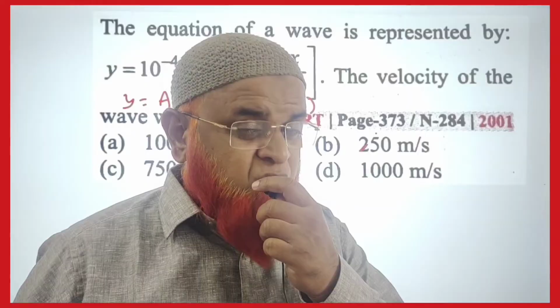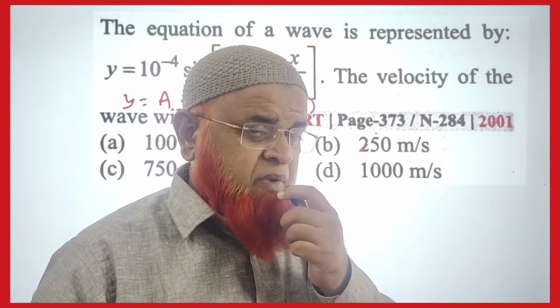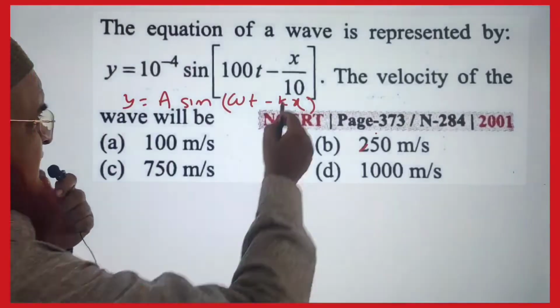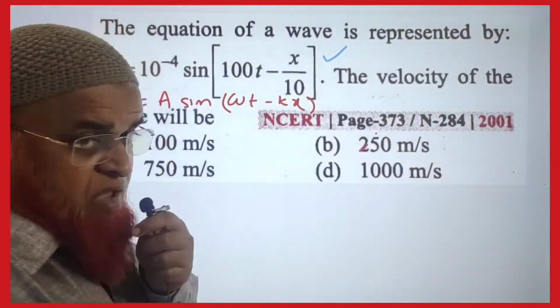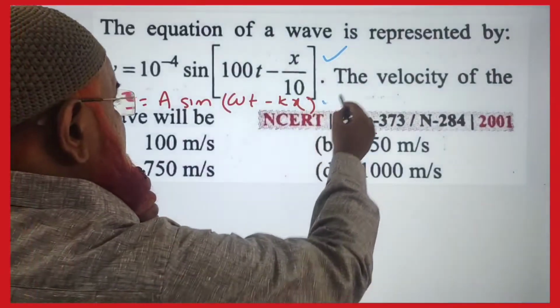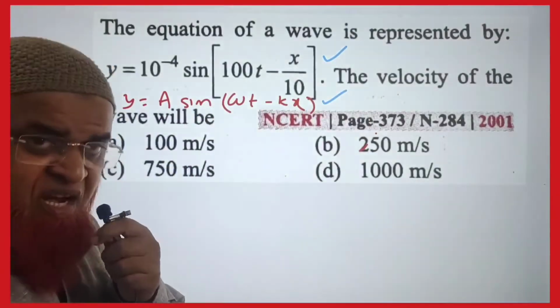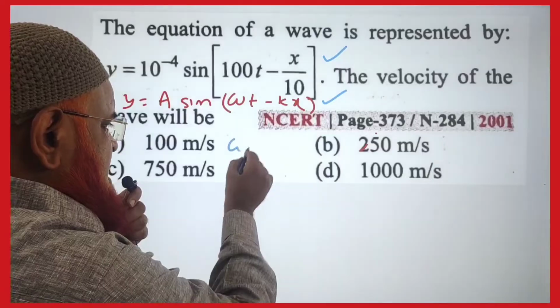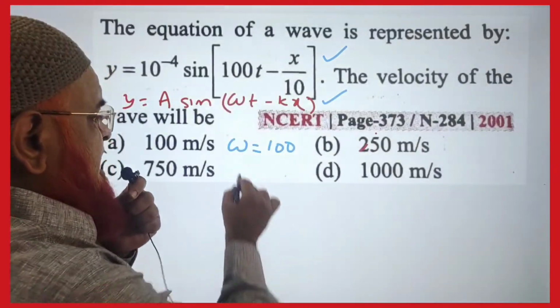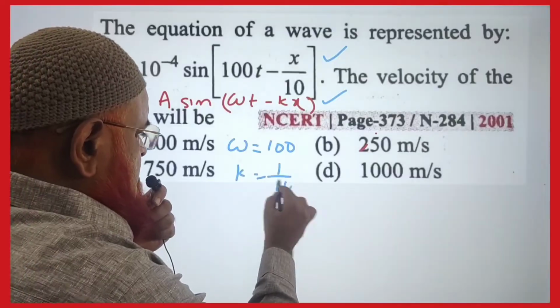Good news for NEET students. I am going to solve this problem in a super simple way. And how am I going to solve? Let us see. He has given a wave equation. वेव इक्वेशन दे दिया और उसको मैं क्या करूं, जनरल इक्वेशन से कंपेयर करूं. ये हो गया तुम्हारा वेव का जनरल इक्वेशन. यहां से हम ओमेगा निकालेंगे. ओमेगा कितना हो गया 100 और यहां से k भी निकालेंगे. k कितना हो गया 1/10.